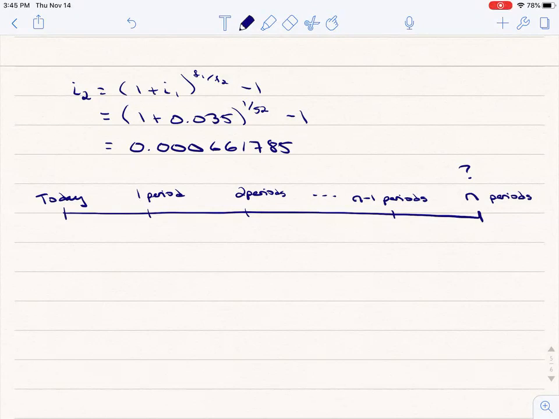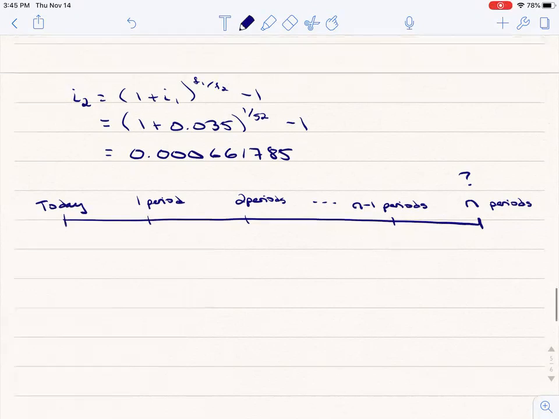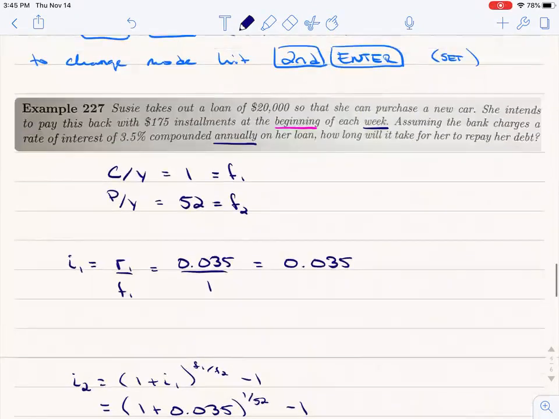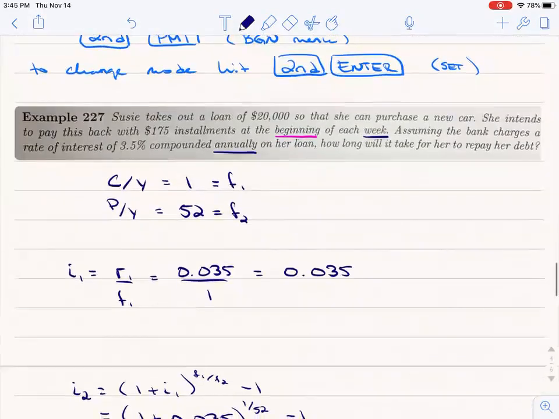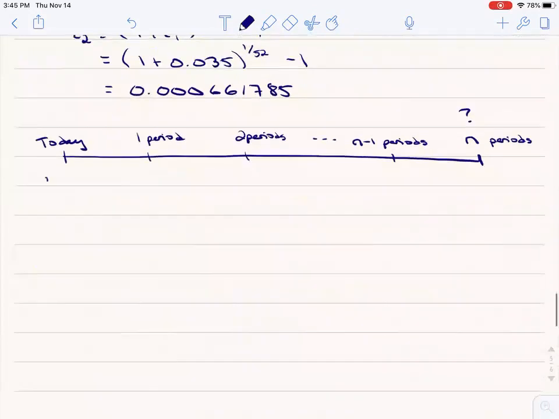She's going to make payments starting today, right? Because they're at the beginning of each week, so all these payments are going to get shifted back 1, and they're $175. So starting today, she pays $175, $175, $175. And then that last payment is essentially at the N minus 1 tick.